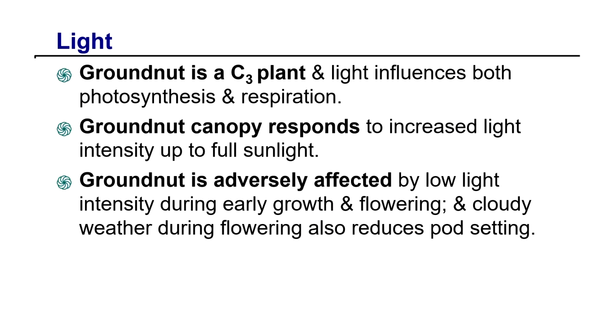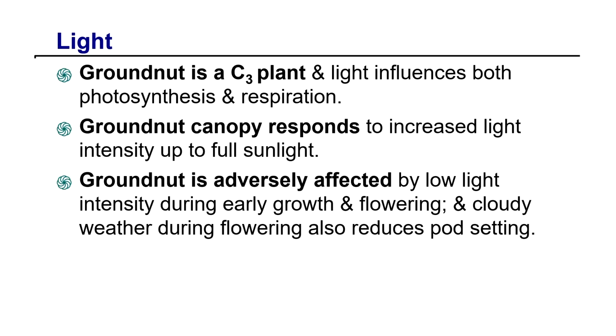Now, coming to the light part, groundnut is a C3 plant, and light influences both photosynthesis and respiration. So, here C3 plants means kind of plants in which the first product of photosynthesis is a 3-carbon compound. In C4 plants, it will be 4-carbon compound, first product of photosynthesis. So, groundnut canopy responds to increased light intensity. So, it needs good sunlight and also good sunlight intensity.